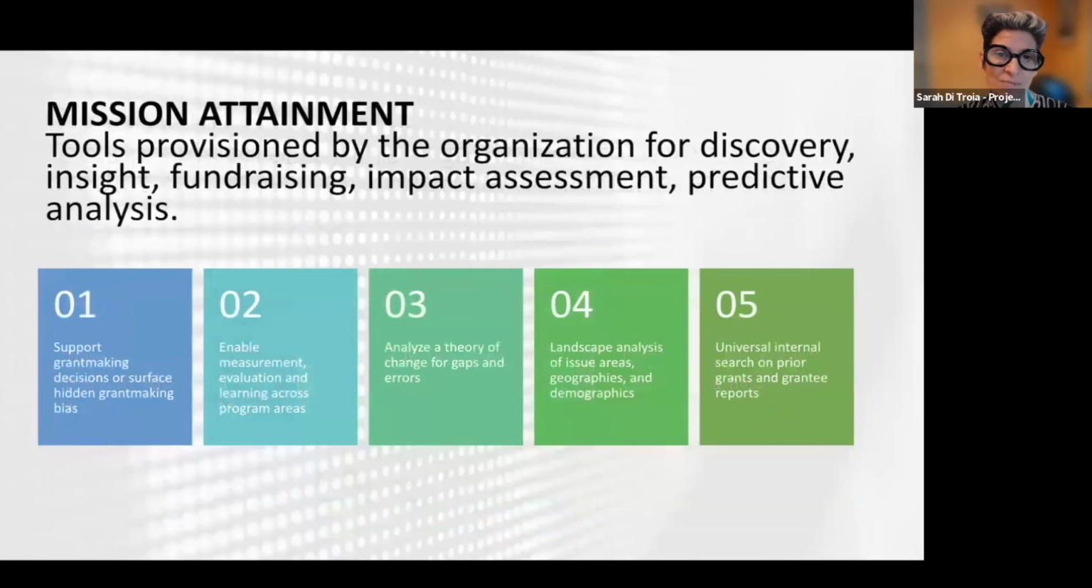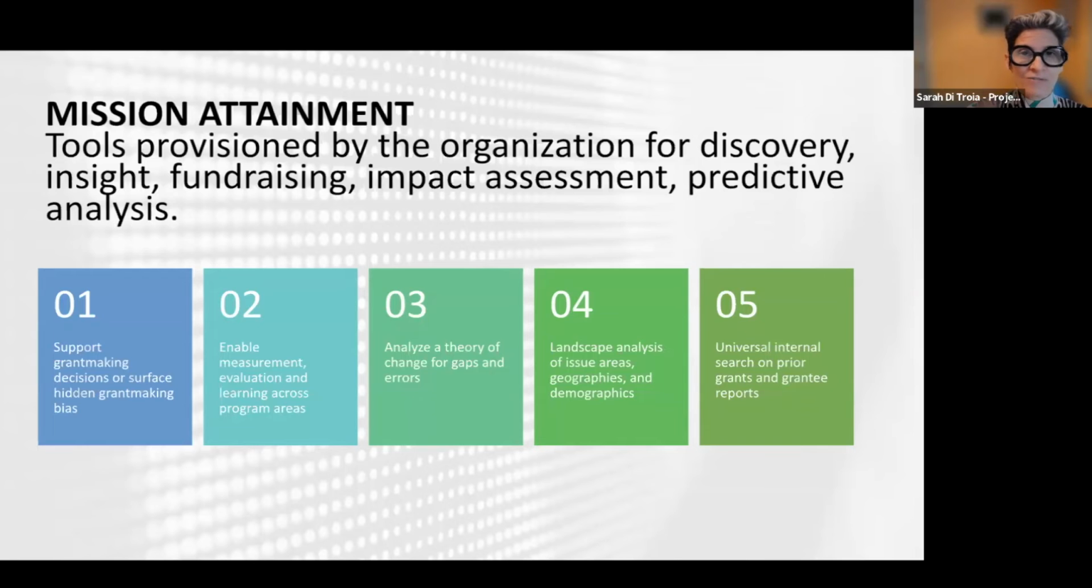Finally, if we look at mission attainment, this is around how do you really support grant making decisions or find grant making bias, right? That was one of the big things that folks were interested in, is how do I get better at choosing where I should be funding my money, or understand where bias is happening in my grant making selections already. Enabling measurement, learning, and evaluation, MEL. How do I do that much more broadly across my organization and have it really at the fingertips of folks who are making decisions? Can I use it to analyze a theory of change and to understand gaps and errors?